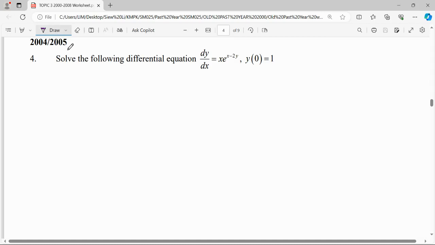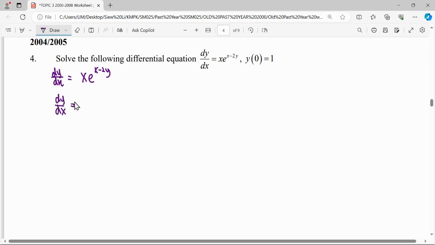Hi everyone, for this question it asks us to solve the following differential equation. Given that dy over dx equals x e to the power of x minus 2y. First we have to determine whether we're using the separable method or IF.